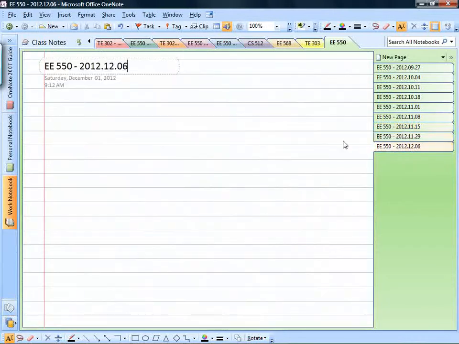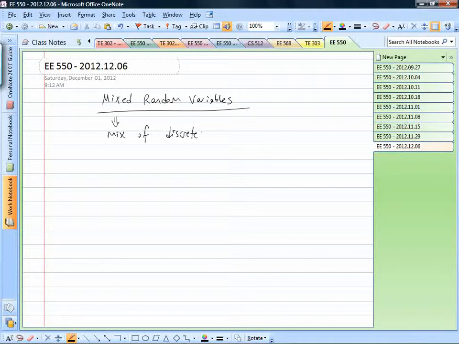Okay, so today I'm going to start with mixed random variables. So that's our topic today. Mixed random variables. When we say mixed, what we mean is a mix of discrete and continuous random variables.